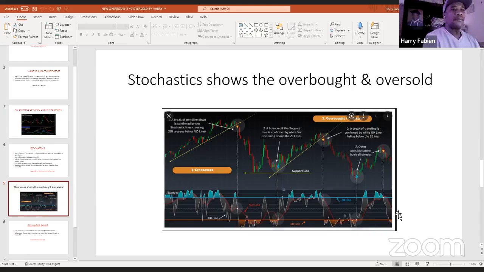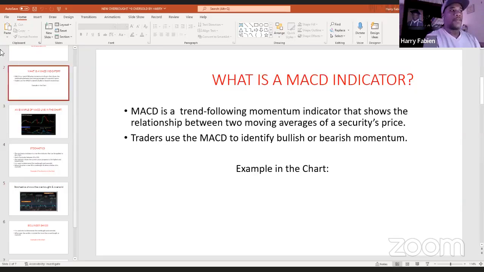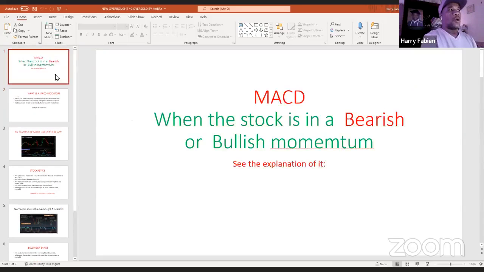Now, this is what I have for you, my friend. It shows you a great example here. Today, I've been showing you how MACD works and how stochastic works. So MACD shows bearish or bullish momentum. There's another way I can show you something here. Let me see if I can point to something here in Yahoo again. Let me show you something here from Yahoo. Hold on, I'm going to show you.